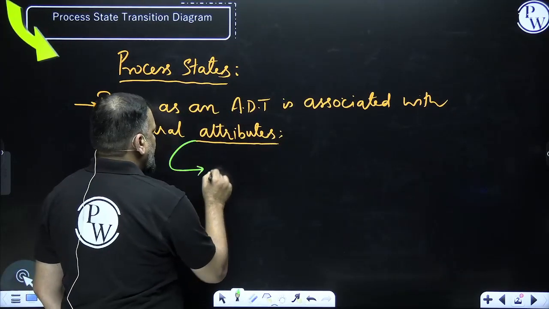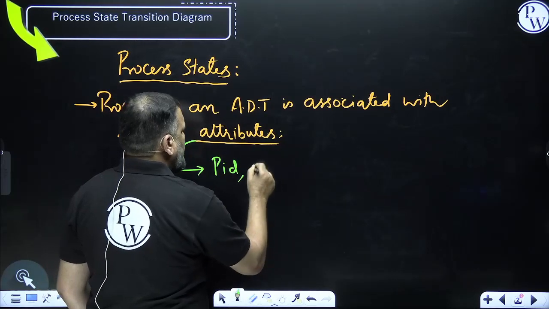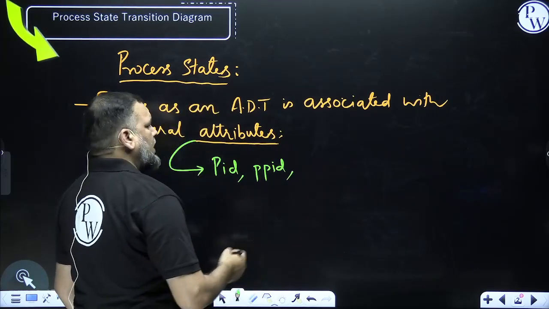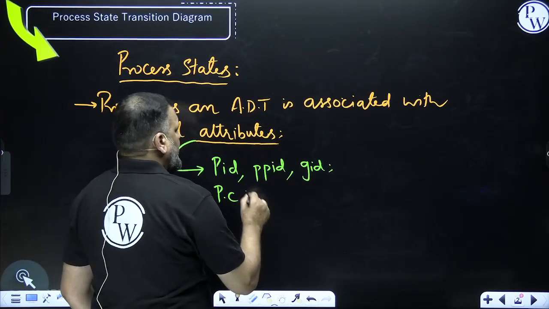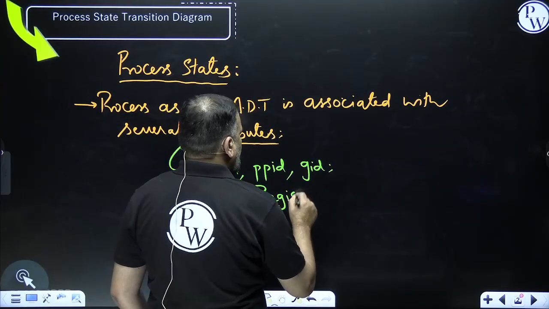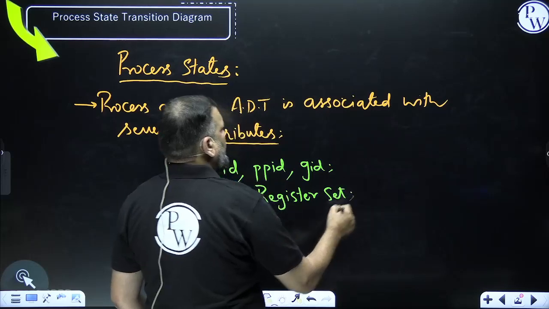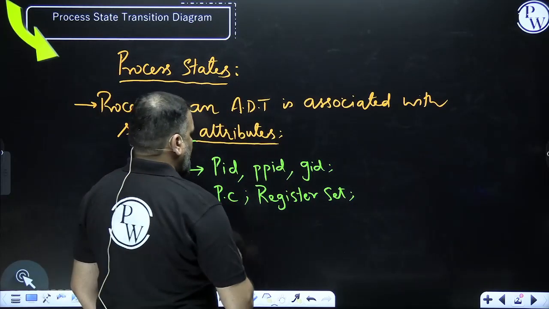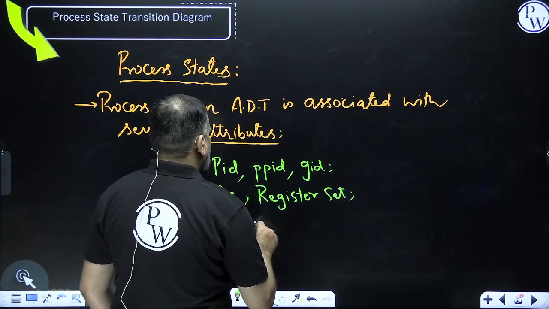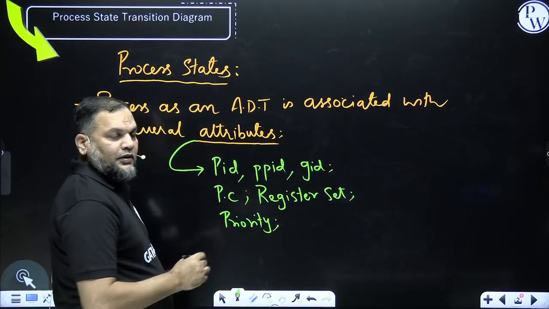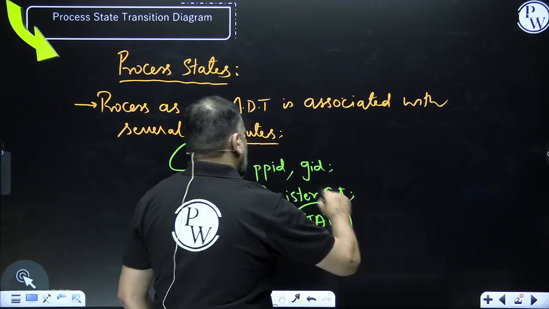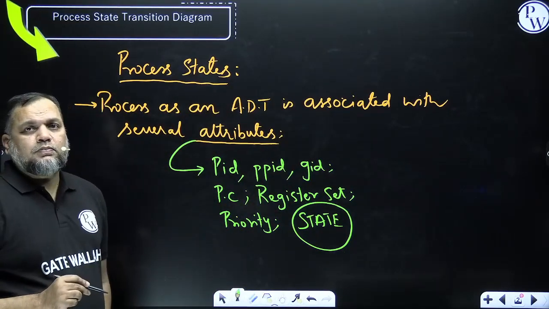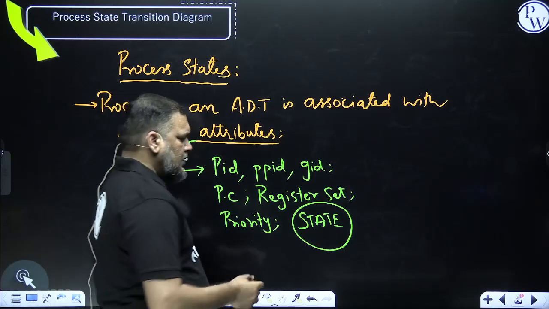From the identification perspective, we have process ID, parent process ID, and group ID. The process may be associated with a program counter, and a general register set, holding the temporary results of the previous operations. A process may also be associated with some priority, and then with a state, the process state. This is what I'm going to focus on: the different states in which the process can be in during its lifetime. Later we will see the various transitions which the process can make.